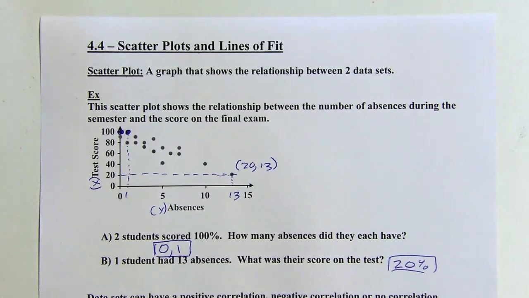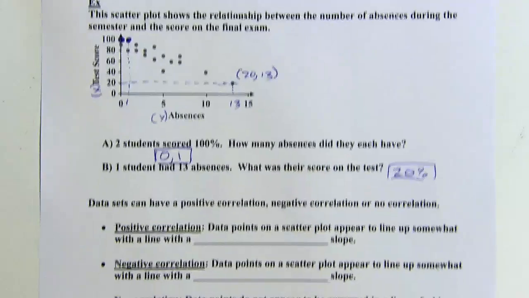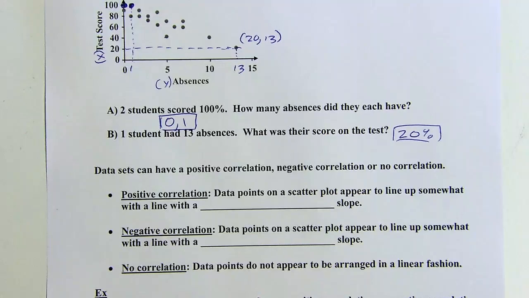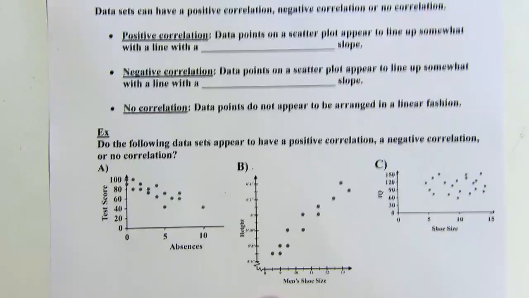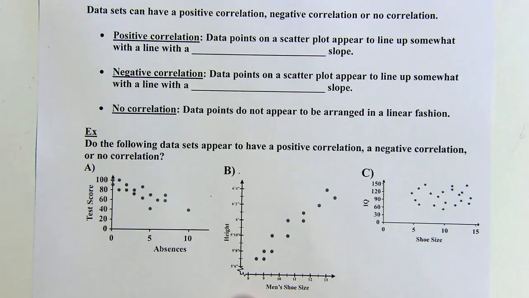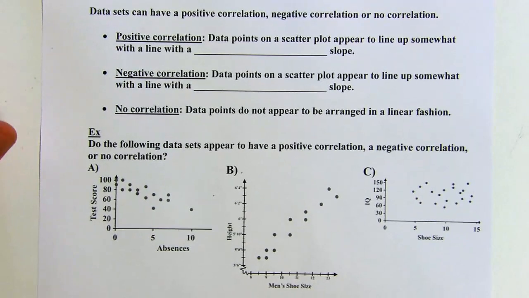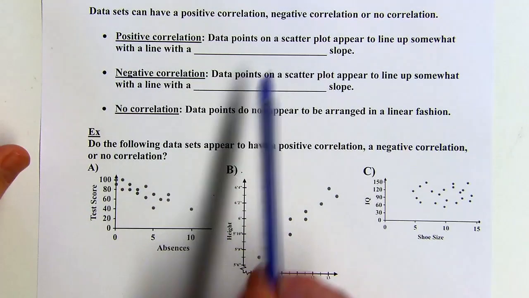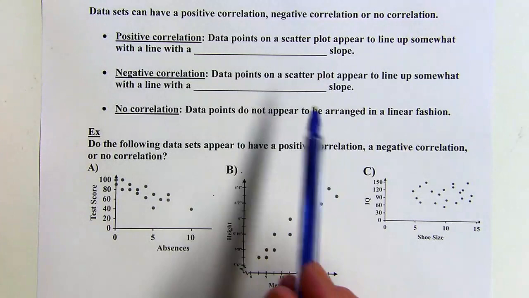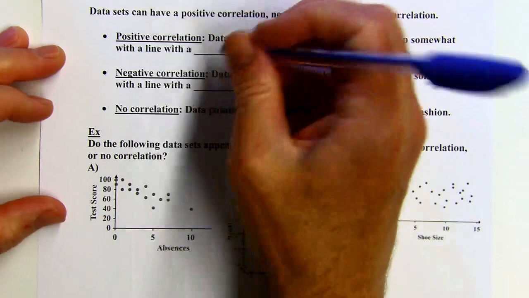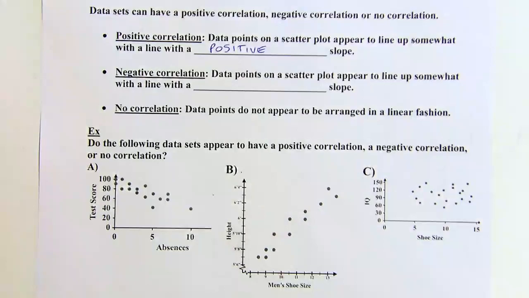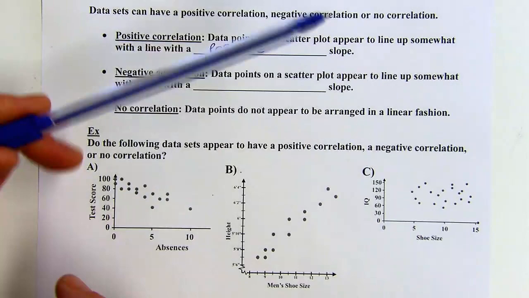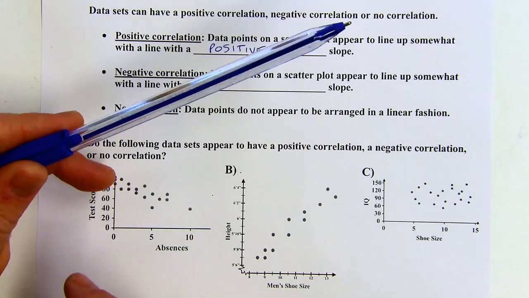Okay. So data sets can have what's called a positive correlation, a negative correlation, or no correlation. I'm going to get those examples on screen at the bottom here. A positive correlation means that data points on a scatter plot appear to line up somewhat with a line with a positive slope. That would be a line that looks like it's going uphill from left to right, that would fit the data.